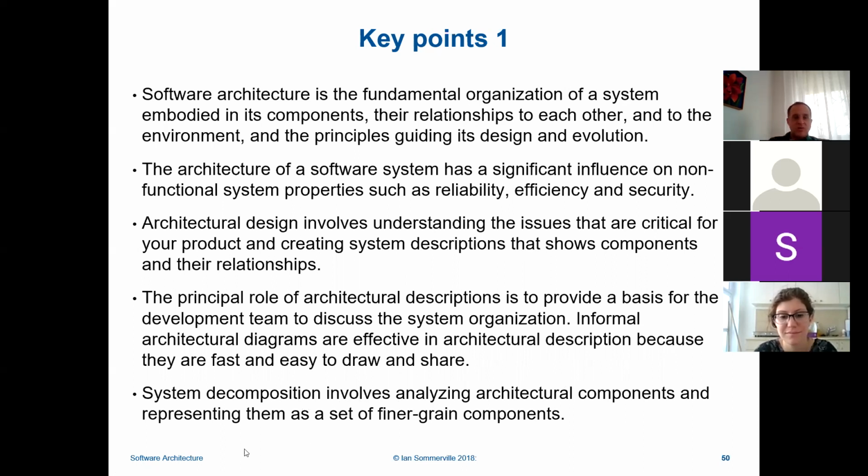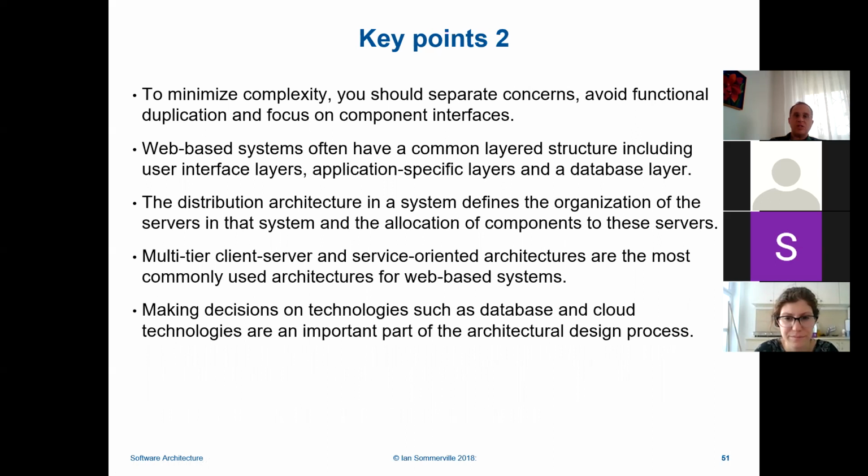Analyzing architectural components and representing them as a set of finer grained components, right? In other words, the next thing is you take your components and you make finer grained components. To minimize complexity, you should separate concerns, avoid functional duplication. Each function should be unique, and focus on component interfaces. Web-based systems often have a common layered structure, including user interfaces, application-specific layers, and a database layer. We saw those three layers.